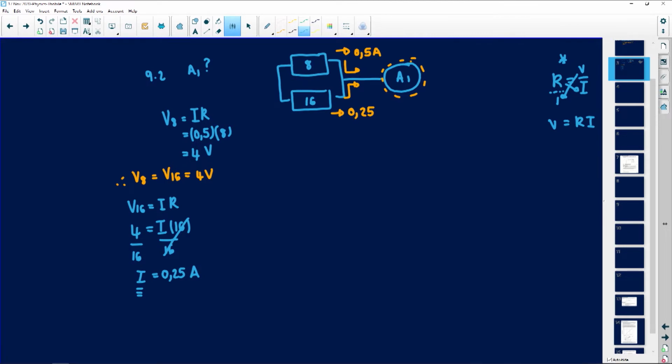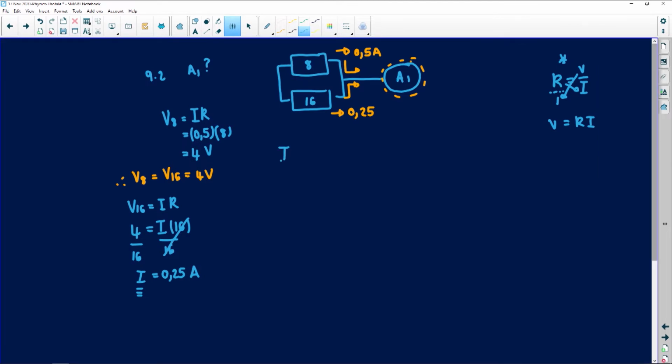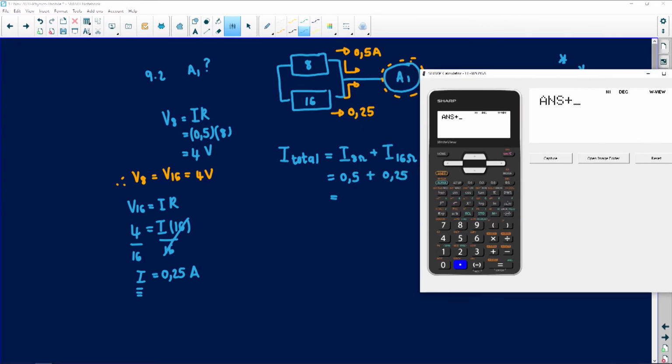So now I need to say I total. And I always say, I love it when children actually indicate that I'm saying I total now. It makes it so much easier for the examiner. If you want to really be fancy, you can take it further and say the current on the 8 ohm resistor plus the current on the 16 ohm resistor. Then the examiner knows they figured out that A1 will be a sum of the 8 and 16 currents together. So at the 8 ohm, we had 0.5. This was given to us, plus we just calculated 16, which was then 0.25. Let me get a total there. So I've got 0.25, plus 0.5, and then I get 0.75.